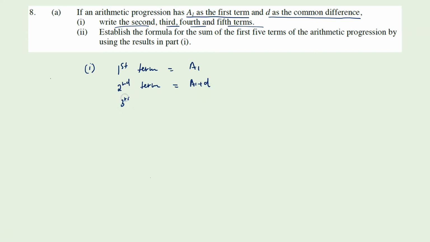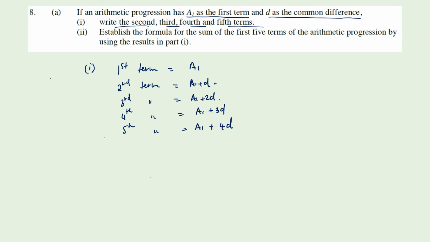And the third term is going to be a1, add another d to this one, so that's going to be a1 plus 2d. Fourth is going to be a1, another d to this, so that's going to be a1 plus 3d. Fifth term is going to be a1 plus 4d.